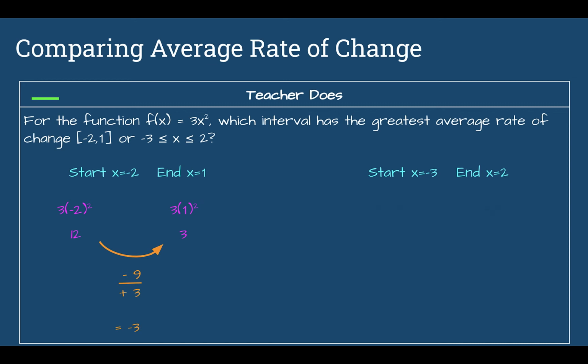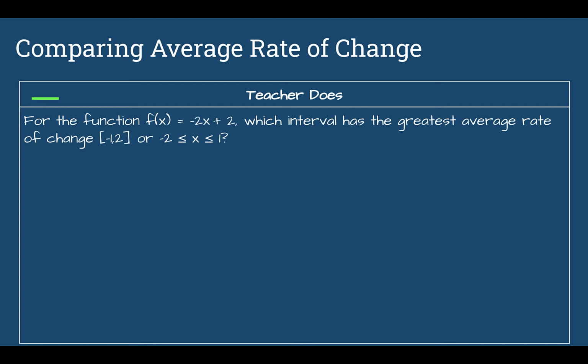Now let's check the other. If we plug in -3 and 2 and calculate it out, we end up with 27 and 12. So this time, it went from 27 to 12, which is down 15, but the interval was 5. So it's 5 units between -3 and 2. Dividing this out, I also get -3. In this case, they are the same. Both rates of change are -3 for these two intervals.